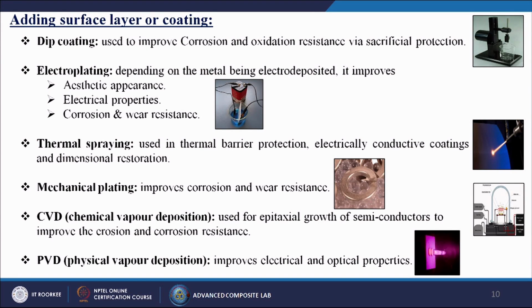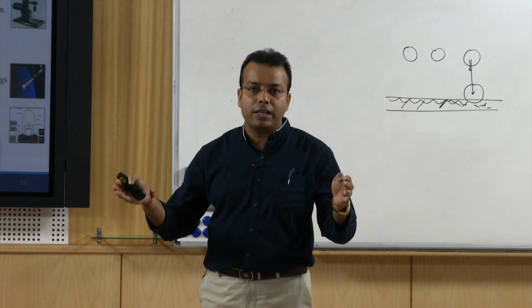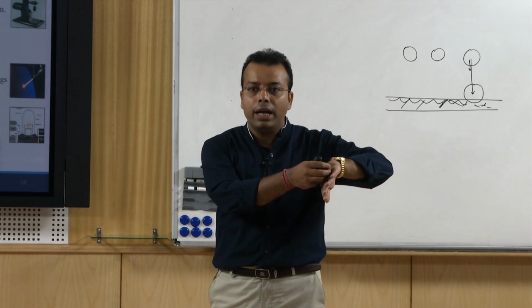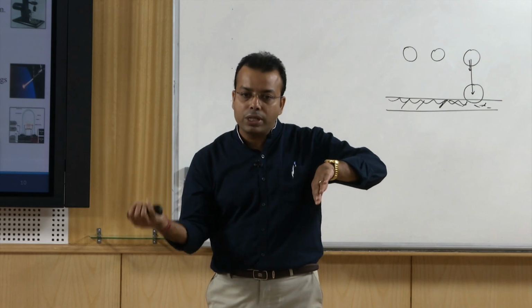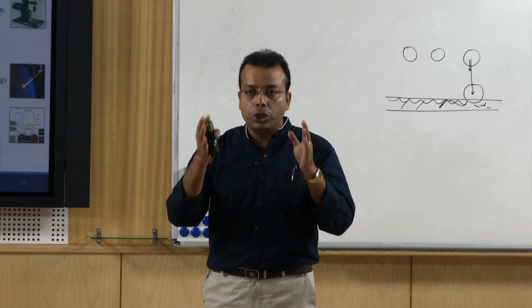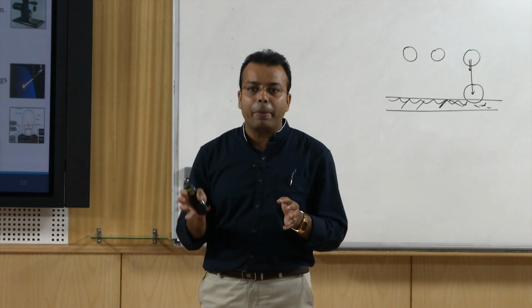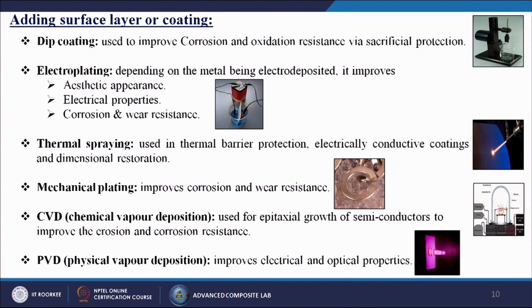Electroplating: we are using some anode and cathode, and we can create a certain kind of potential difference, so that one material will be eroded and that will make a coating onto the other material, right. So, whatever material we are using for coating, that material should be less corrosive or less oxidative to the environment itself. Next, called thermal spraying, used in thermal barrier protection, electrically conductive coatings and dimensional restoration.